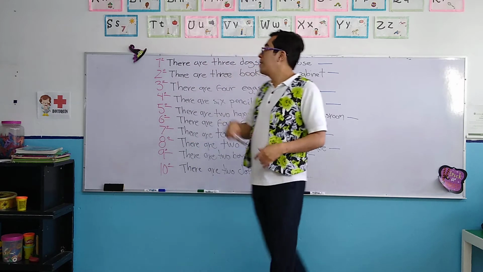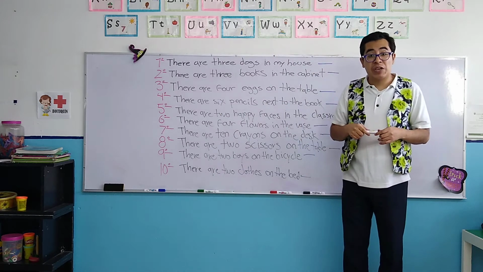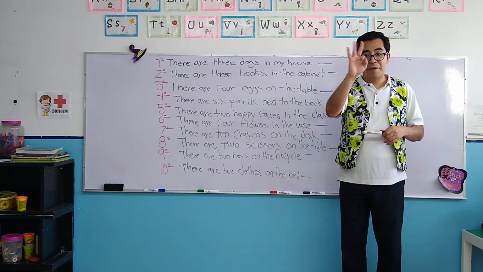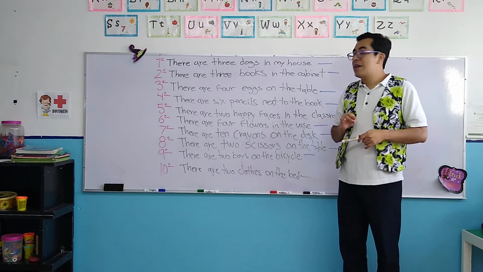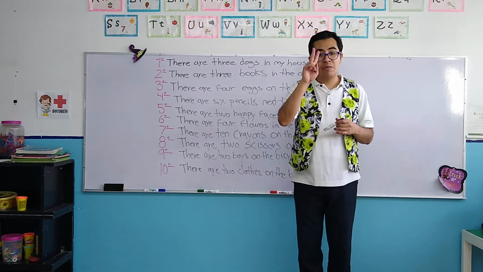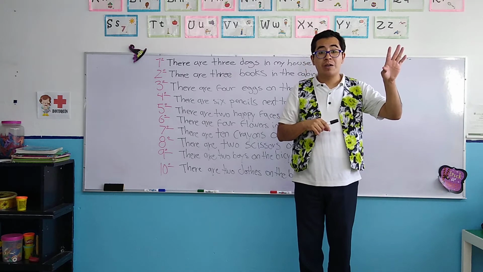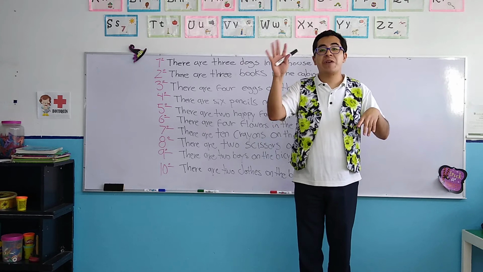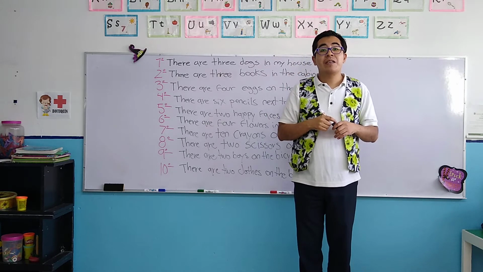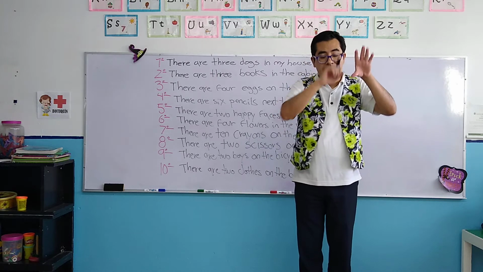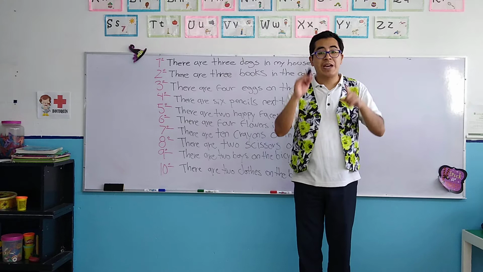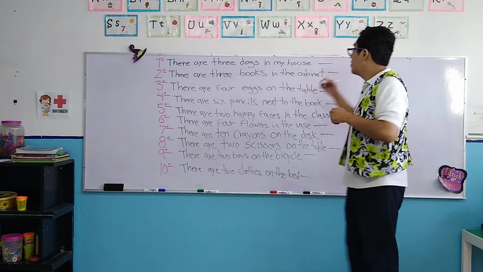Very good, let's start. The first sentence says, there are 3 dogs, 1, 2, 3. There are 3 dogs in my house. So again, we have 2 objects. We have the dog, which is an animal, of course, and we have the house. So we have to draw, tenemos que dibujar, 3 dogs in the house. I am going to give you the example, okay, so you have the idea of what to draw.